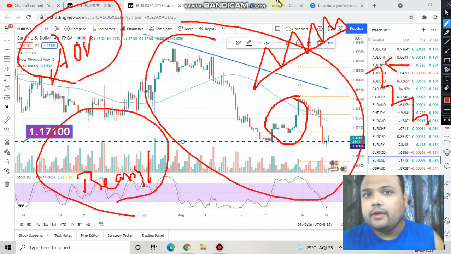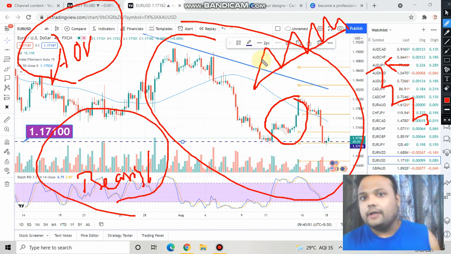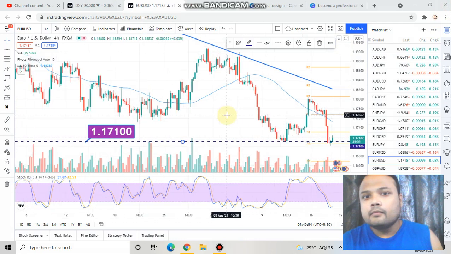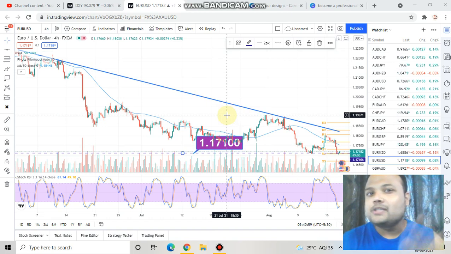Therefore, area of value in an uptrend market is near the support, and area of value in a downtrend market is near the resistance. And as we have already discussed, Euro USD is in a bearish downtrend, therefore area of value is near the resistance only. Therefore we should find the area of value or the resistance so that we get the best price or the best trading opportunity.